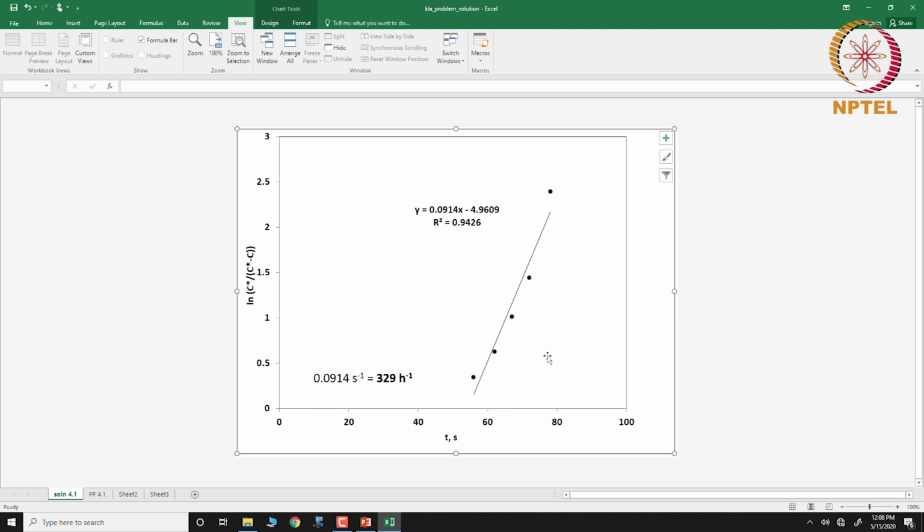So you have this here. The equation turns out to be the fit 0.0914x minus 4.9609. The fit is reasonable. R squared value is 0.943. And you take the slope here, it is going to be 0.0914. This is in second inverse. And in hour inverse, we need to multiply it by 3600, 329 hour inverse. So 329 hour inverse is actually a very high KLa.